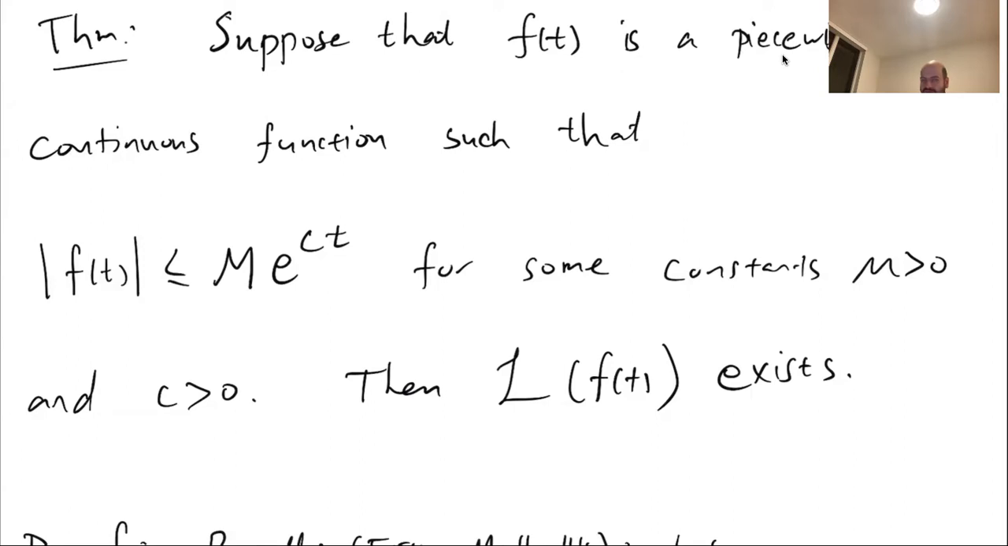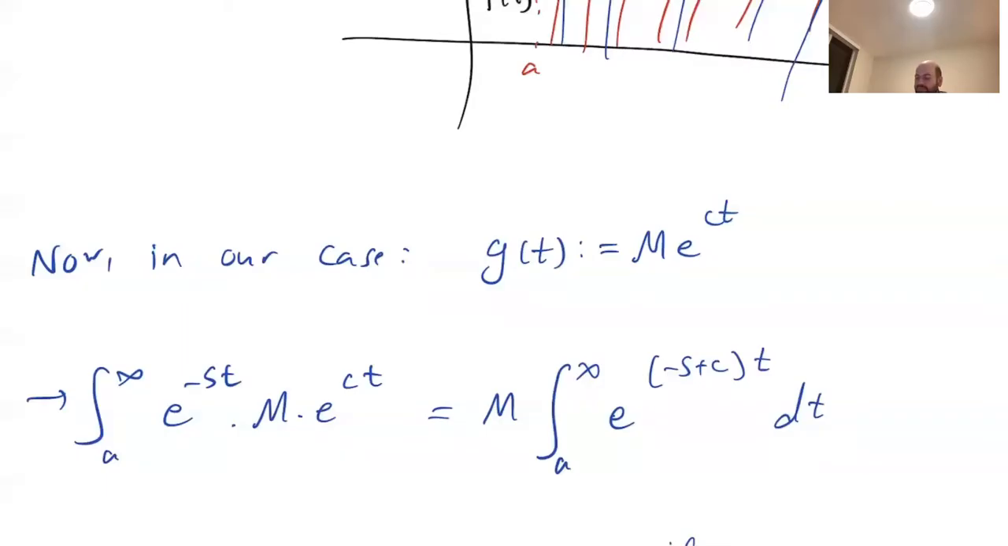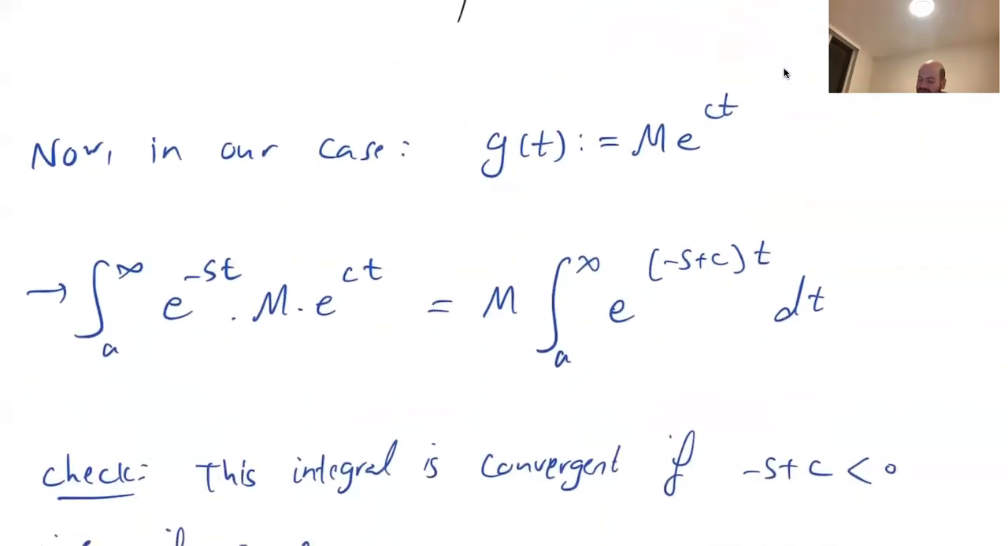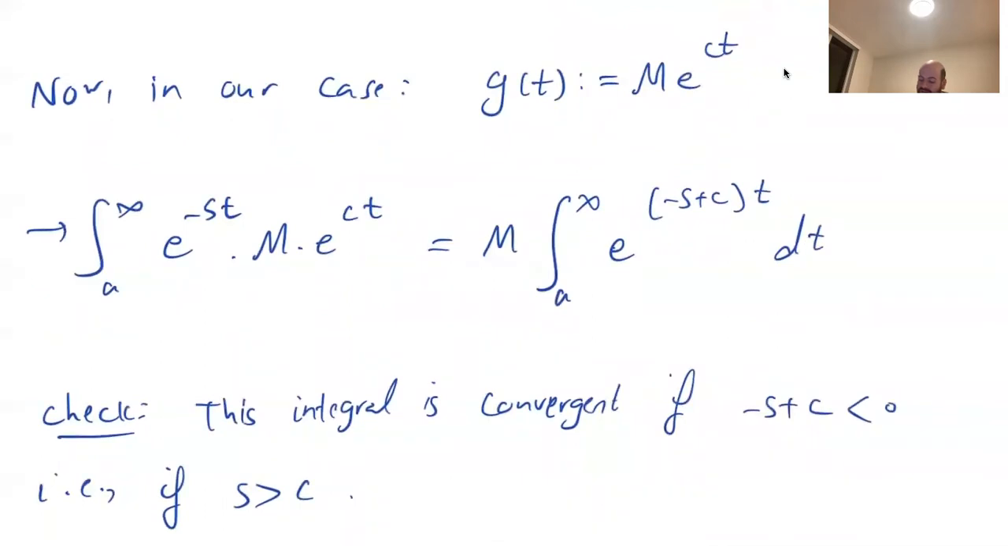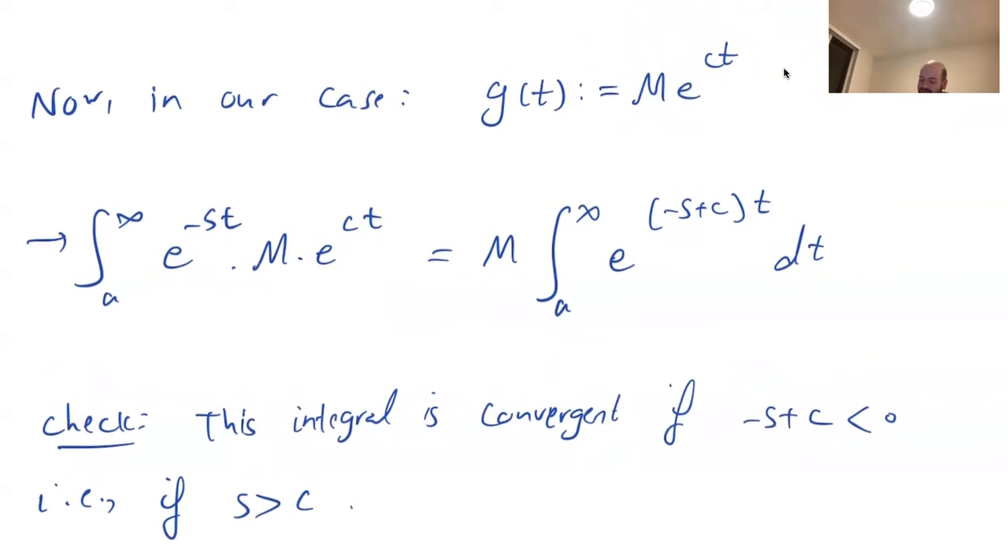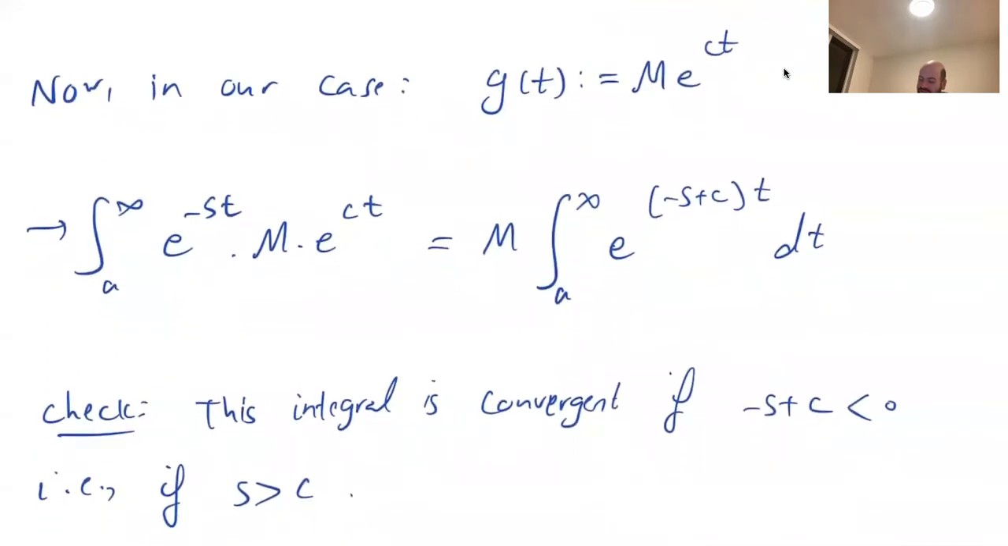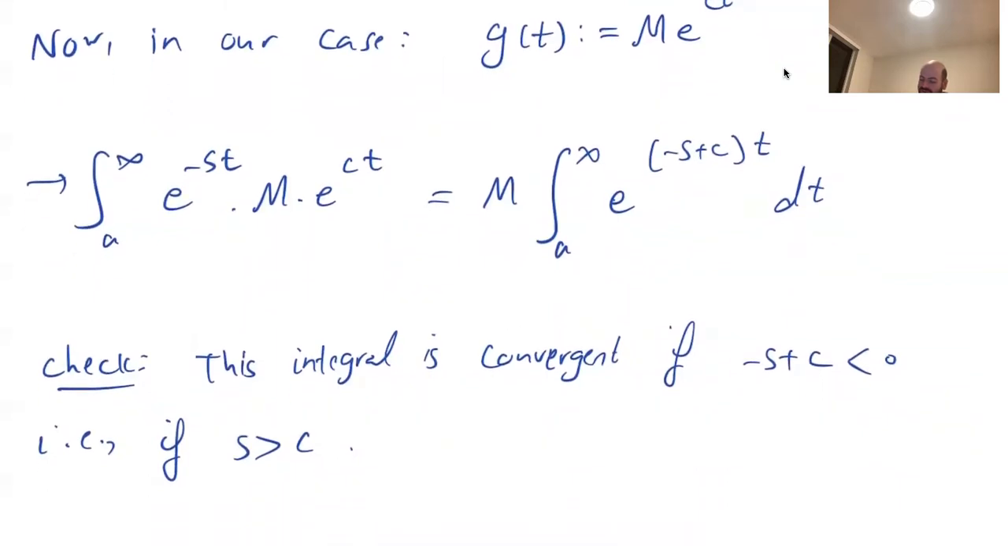Okay, it seems that the screen is frozen. Okay, so this is what I was saying, that in our case, g of t is M e to power ct, and therefore the integral from a to infinity of e to power minus st g of t is, I can take M out, and then I'll have this integral. Now this integral is convergent if minus s plus c is less than 0.